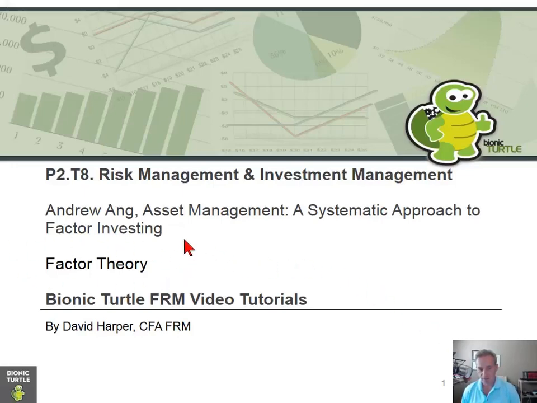Hello, this is David. Let's take a look at the first chapter in the textbook by Andrew Ng, Asset Management: A Systematic Approach to Factor Investing. The first chapter assigned here in topic 8 is Factor Theory, chapter 6. I think this is an excellent book.